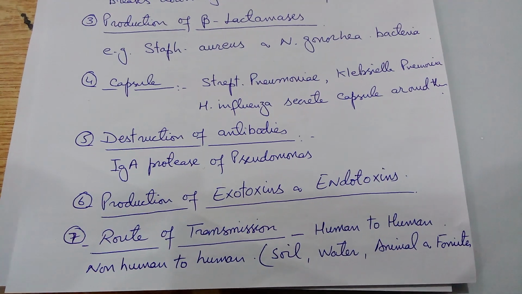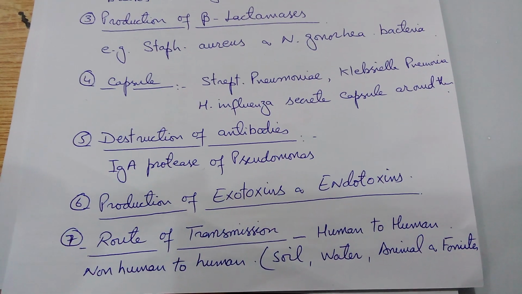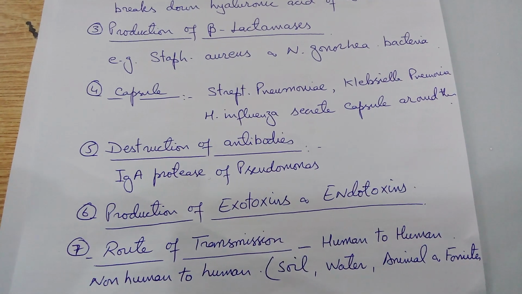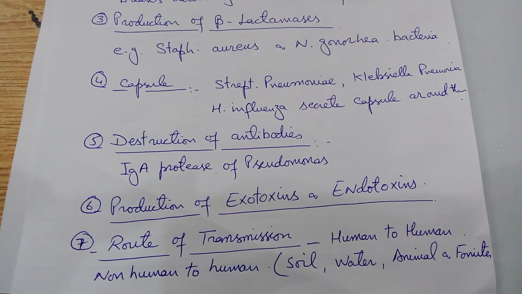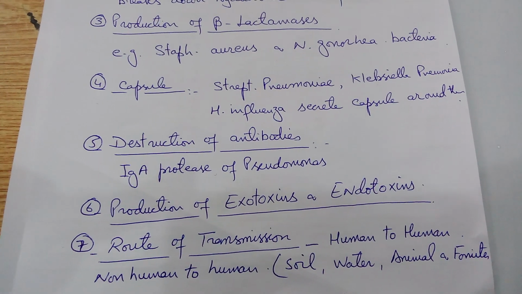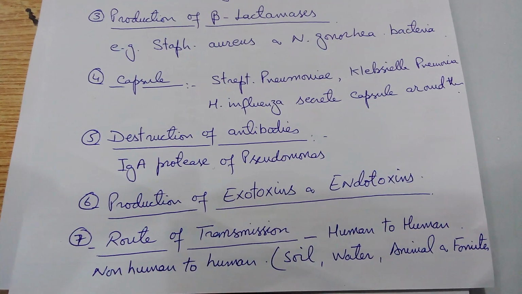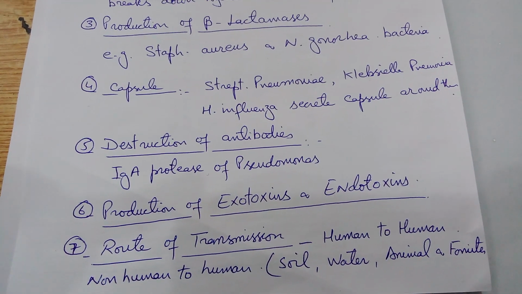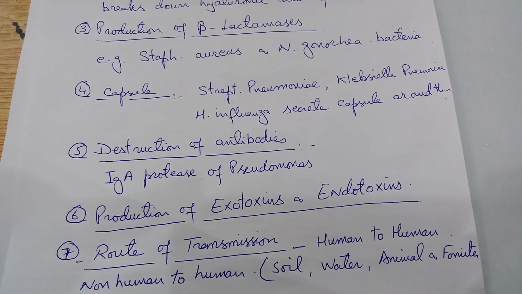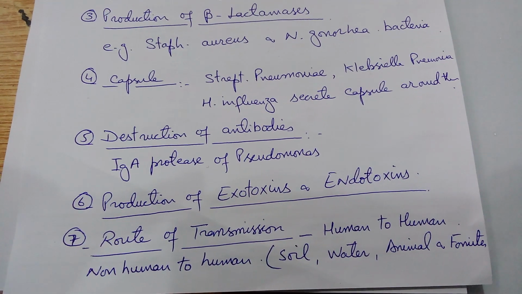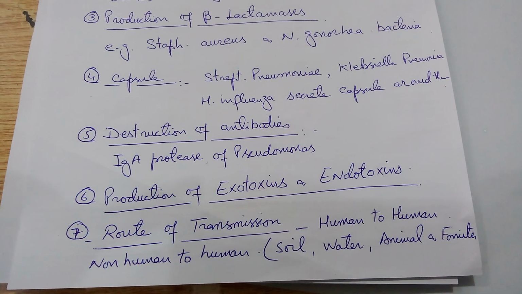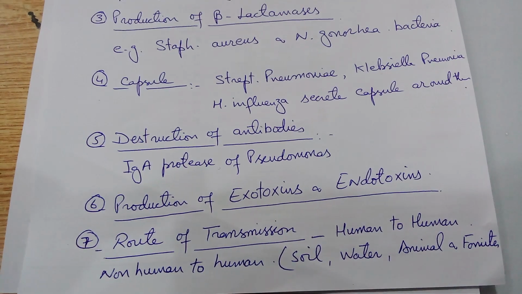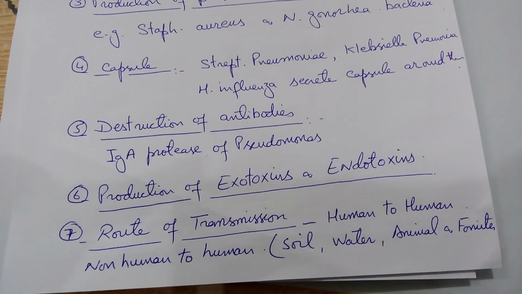Students, production of exotoxins and endotoxins. Exotoxins are toxic substances produced by gram positive and some gram negative bacteria, whereas endotoxins are an integral part of the cell wall of gram negative bacteria. Both exotoxins and endotoxins cause destruction of host cells.